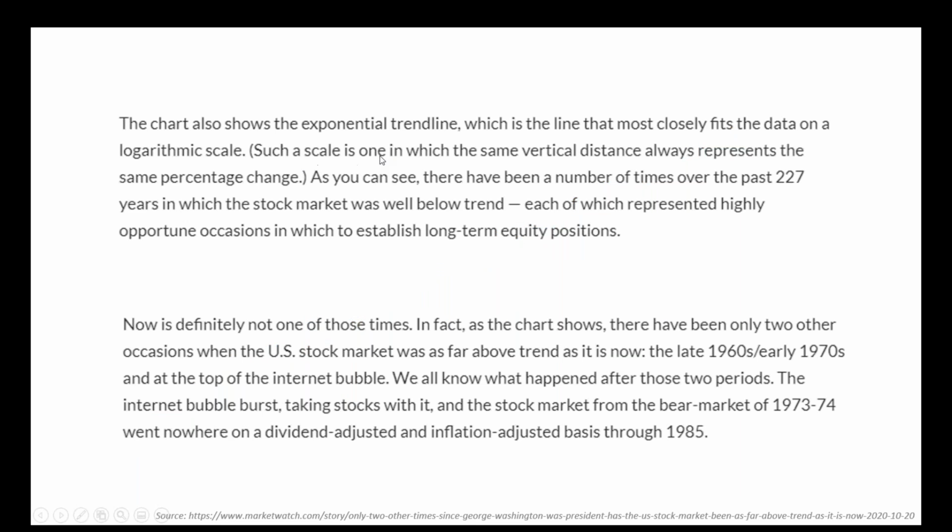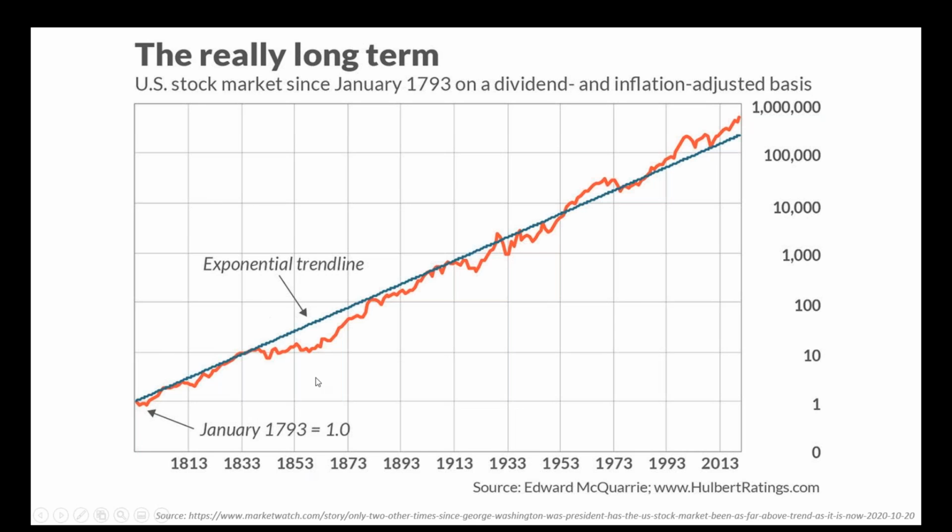Yeah, way over. The chart shows the exponential trend line, which is the line that most closely fits the data on the logarithmic scale. Such a scale is one in which the same vertical distance always represents the same percentage change. As you can see, there have been a number of times over the past 227 years in which the stock market was well below the trend, each of which represented a highly opportune occasion to establish long-term equity positions. So, if you would have gotten into the market here, here, here, here, here, and even here, what would have happened?